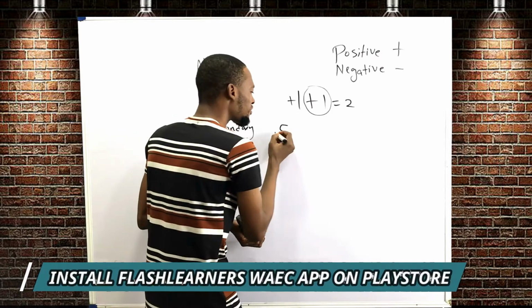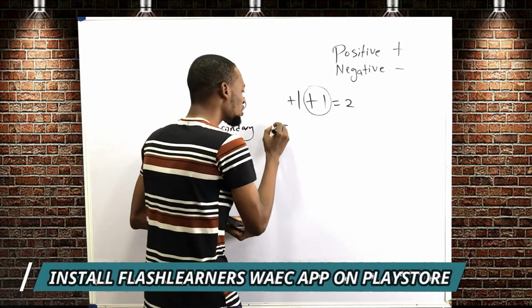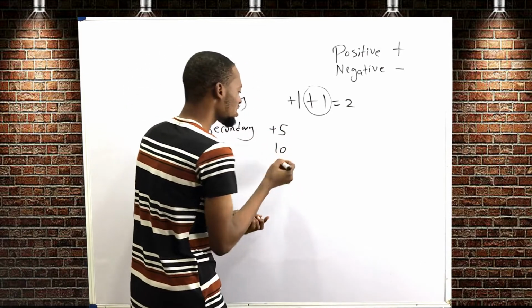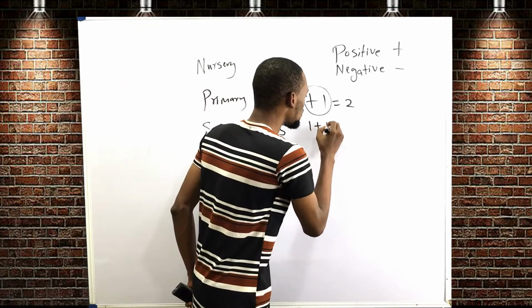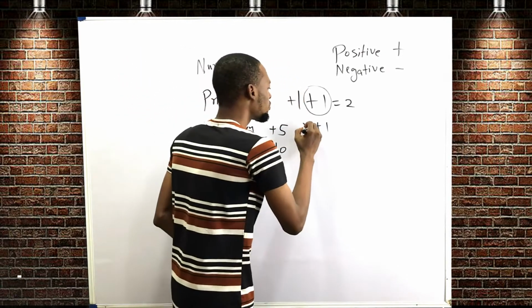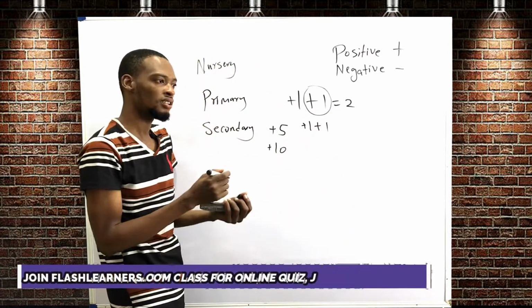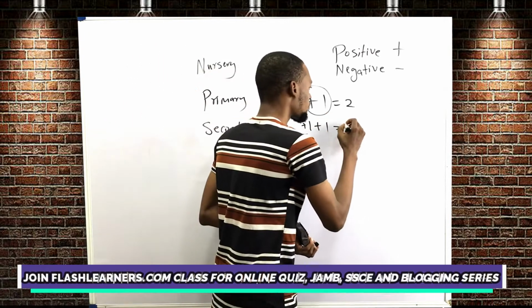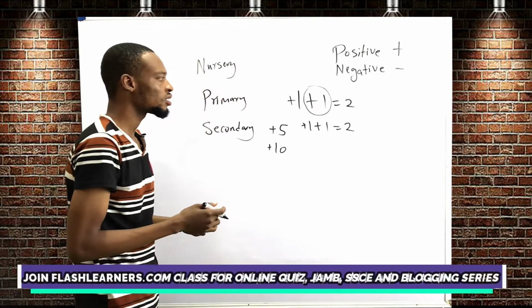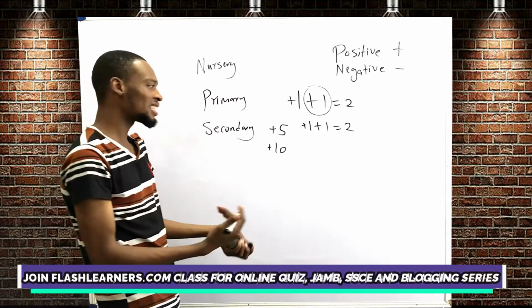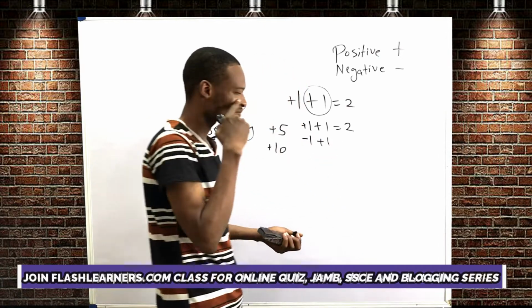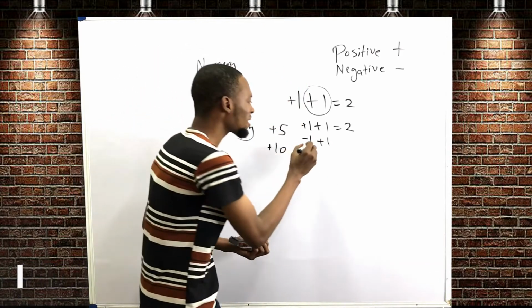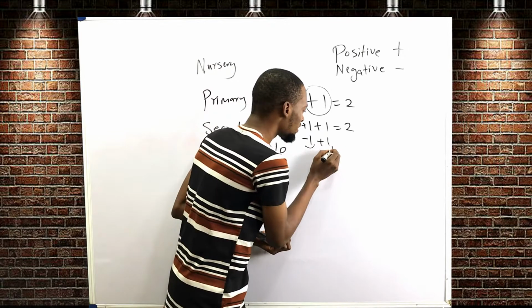So if I write 5, it is the same thing as plus 5. If I write 10, it's the same thing as plus 10. So if I say 1 plus 1, it means plus 1 plus 1. This equals 2. Now, how about I say minus 1 plus 1? In this case, the minus is affecting this, the plus is affecting this.